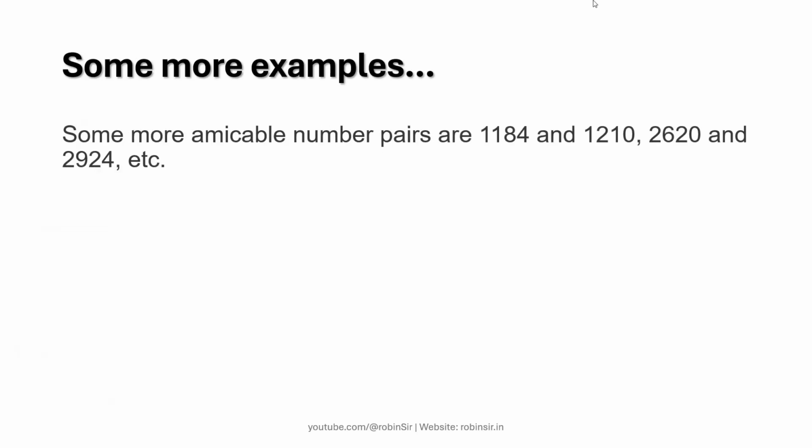And here are some more examples. 1184 and 1210. This is another pair of amicable numbers. And similarly, we have 2620 and 2924, another pair of amicable numbers. So that's the question. Let's start writing the program.